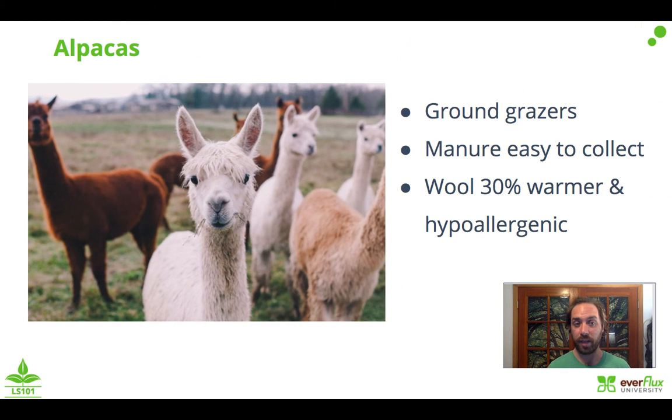Now, if you want to go to the next level, alpacas are a great livestock to keep. They are also ground grazers like sheep, and their manure is easy to collect because they have this strange behavior of wanting to poop in the same place all the time, so it makes it really easy if you want to collect it and spread it. And again, these animals can have other benefits. You can harvest the wool of sheep, and you can also harvest the wool of alpaca. Alpaca wool is 30% warmer, it's hypoallergenic, and as a result is a lot more valuable than sheep's wool, and you can potentially do a decent business selling alpaca wool.